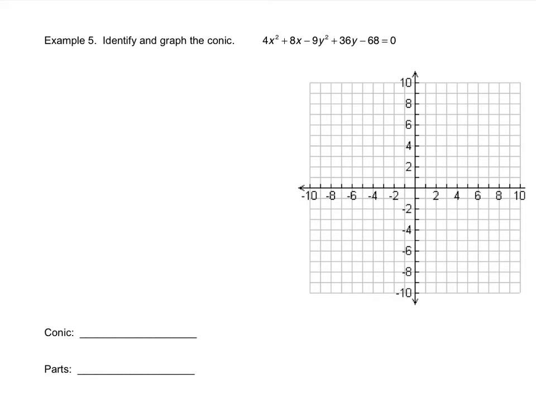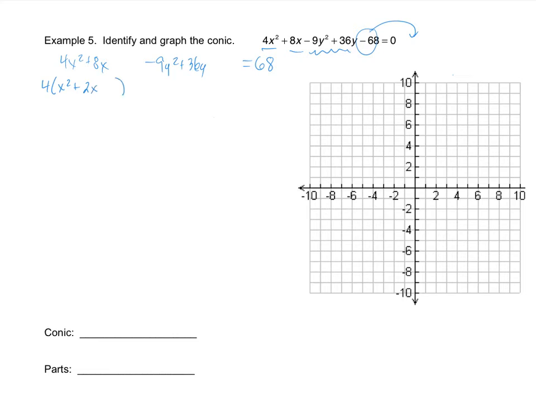In this next example, again, it's not in standard form, so I'm going to group my x terms, I'm going to group my y terms, and I'm going to move my constant to the right-hand side. Now, to complete the square, what do we have to do? We have to get the leading coefficient to be 1, so I'm going to factor out a 4.